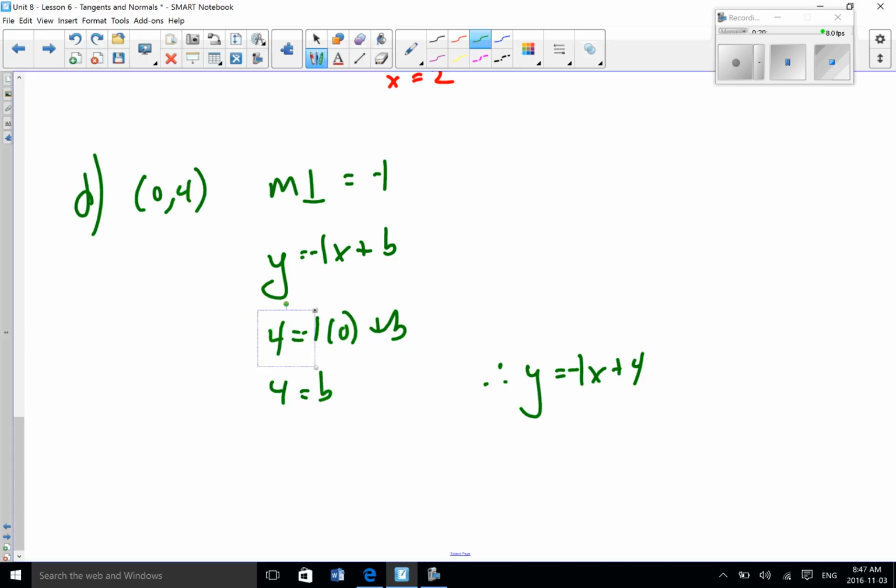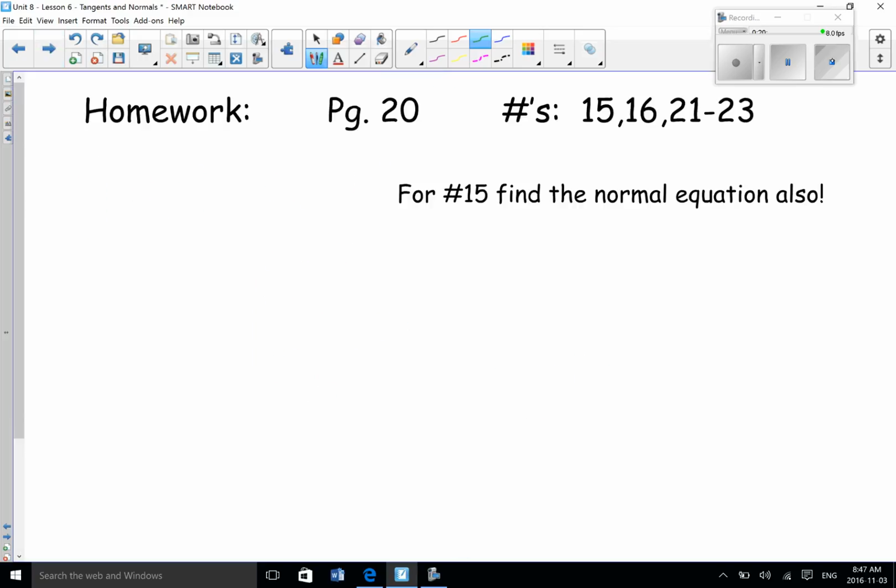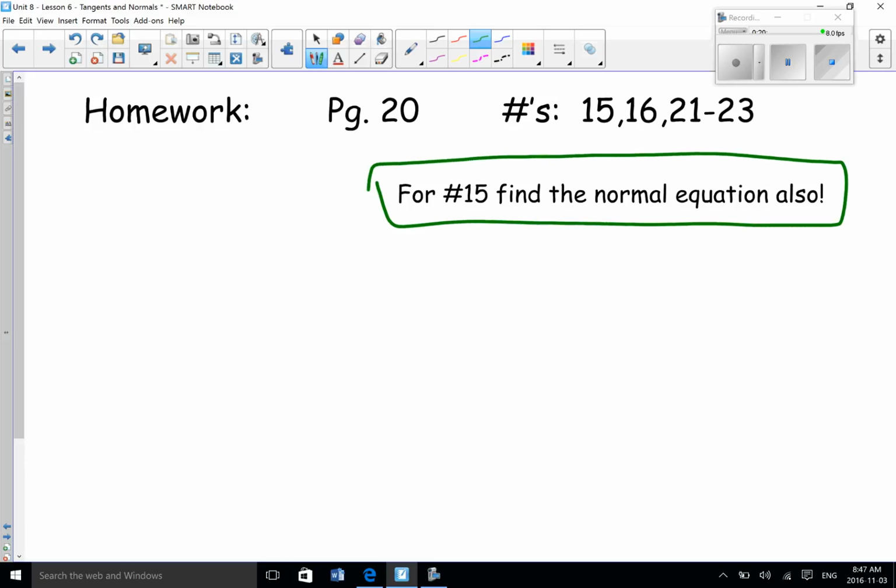Okay, that's the end of tangents and problem solving. When you do the homework, just for number 15, it doesn't say it, but try and find the normal for me, just to get a little bit of practice doing that.